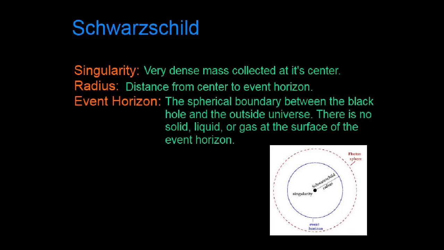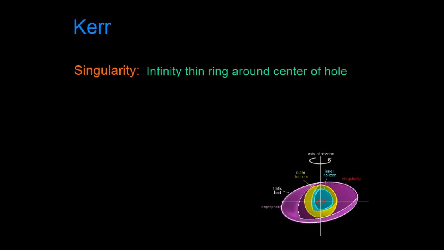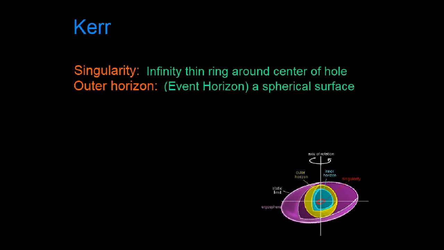So it has a singularity, which is a very dense mass collective at its center. It has a radius, which is the distance from the center to the event horizon. And then you have the event horizon, which is the spherical boundary between the black hole and the outside universe. There is no solid, liquid, or gas at the surface of the event horizon.